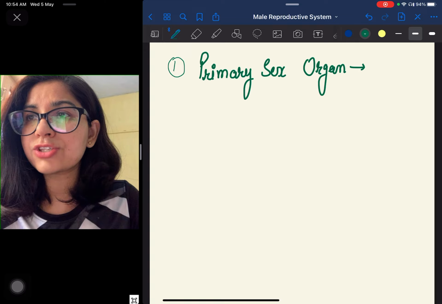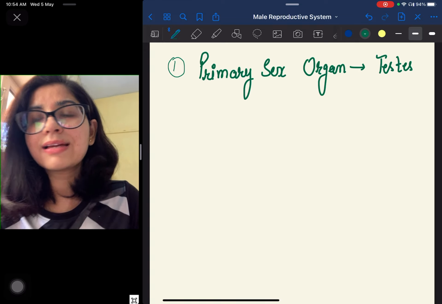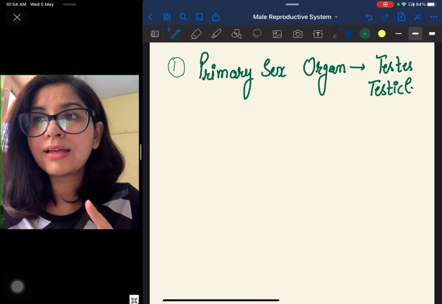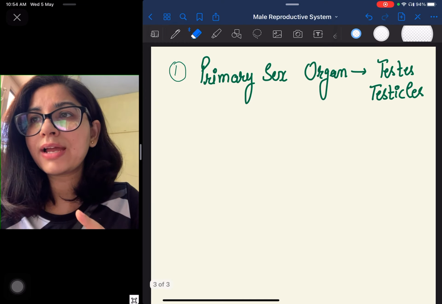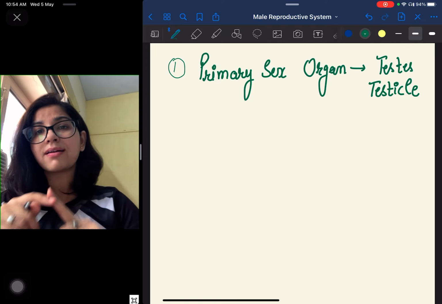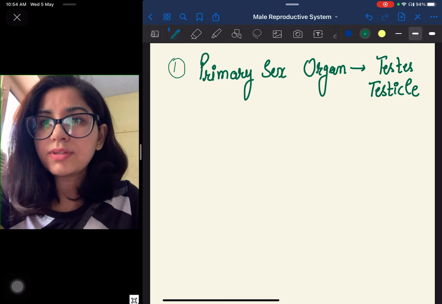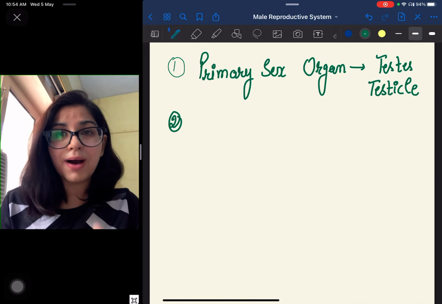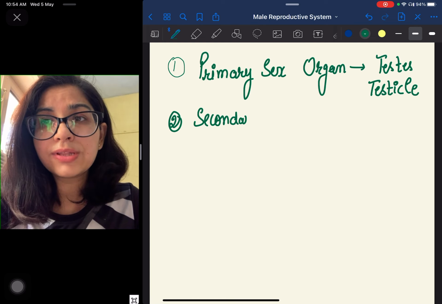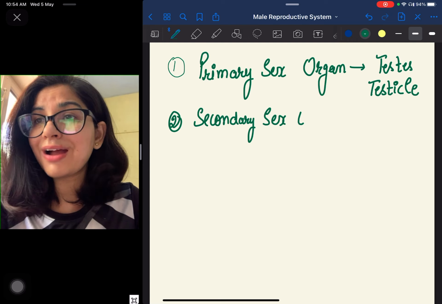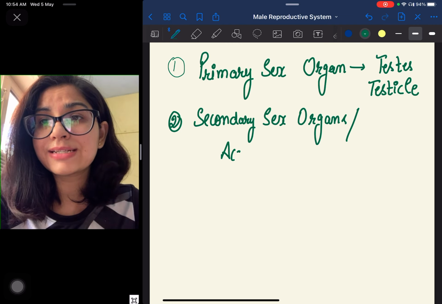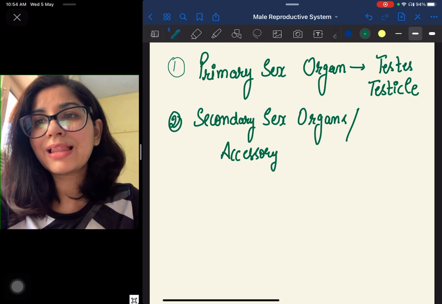So the main sex organ which we have to draw is the testis, right? If you are marking the single one in your labeling, then mark it as a testicle. If it is plural and you are marking both, then it will be testes. Okay. Second thing, you have to mark the secondary sex organs. What are secondary, bachche? We also call them secondary, or you can also say accessory glands.